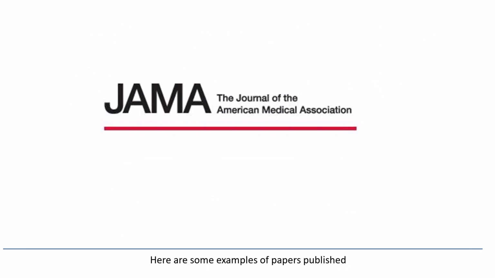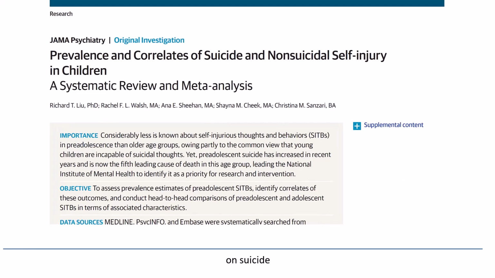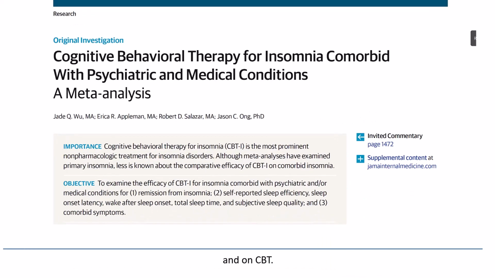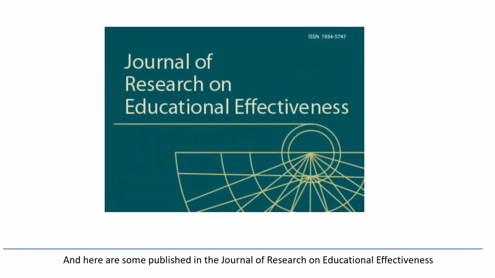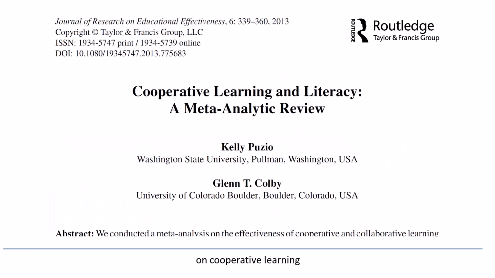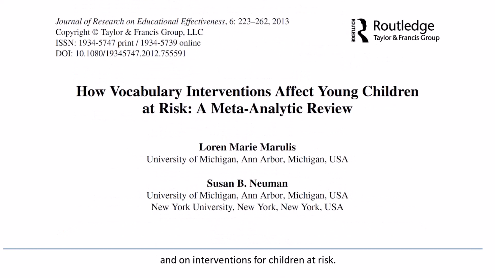Here are some examples of papers published in the journals of the American Medical Association using CMA on suicide, on diabetes, and on CBT. And here are some published in the Journal of Research on Educational Effectiveness on teaching vocabulary, on cooperative learning, and on interventions for children at risk.